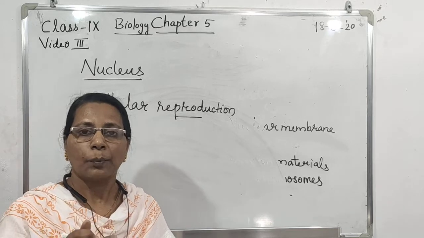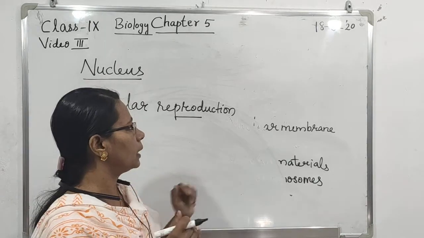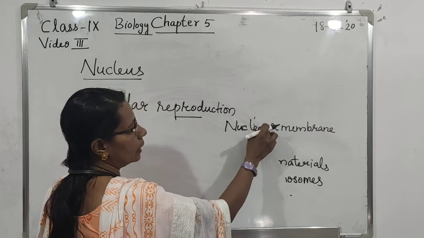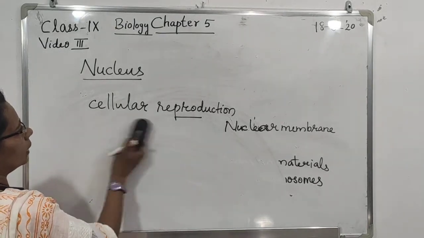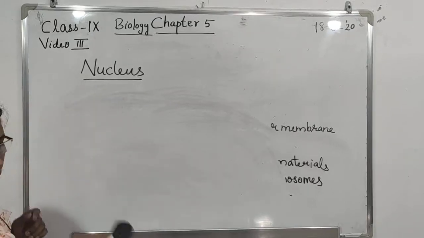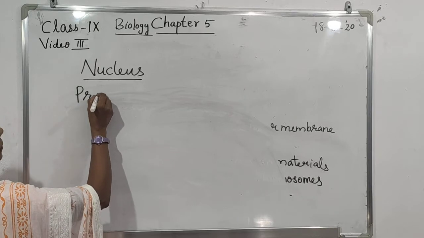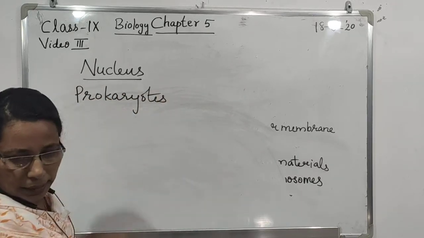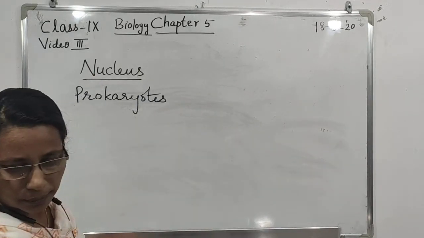Then, based on the presence or absence of nuclear membrane, there are two types of organisms. First one is prokaryotes, and the other group is eukaryotes.